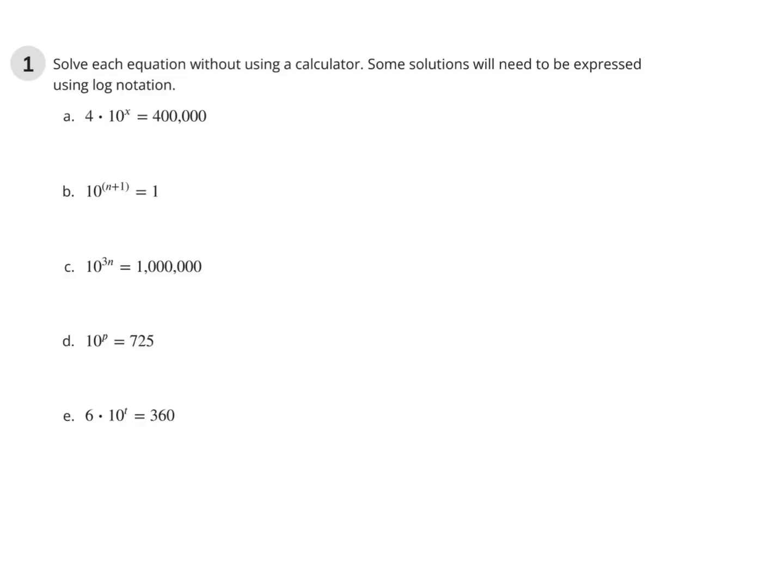Okay, let's look at number 1 here. The first thing we have to do is divide both sides by 4. And then 10 to the x equals 100,000. But since this is base 10, we know all we have to do is count the zeros, and x equals 5. We've been doing this long enough to know.